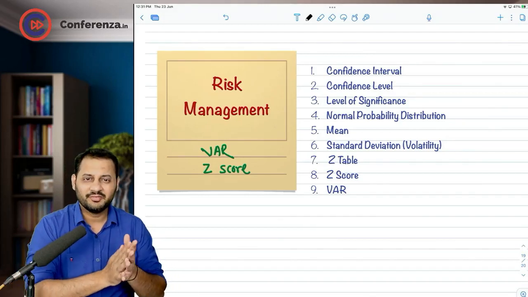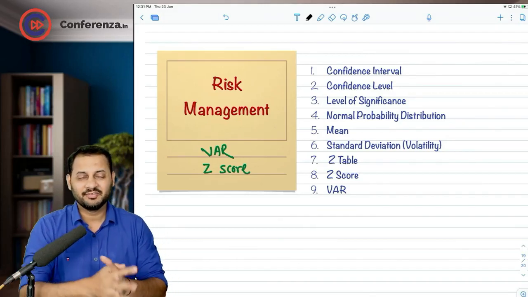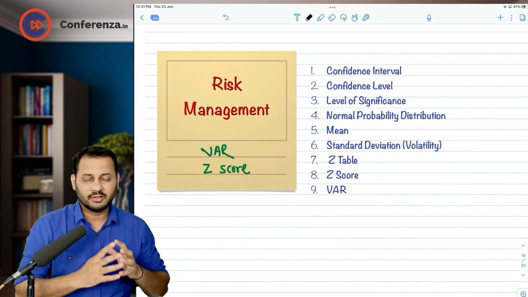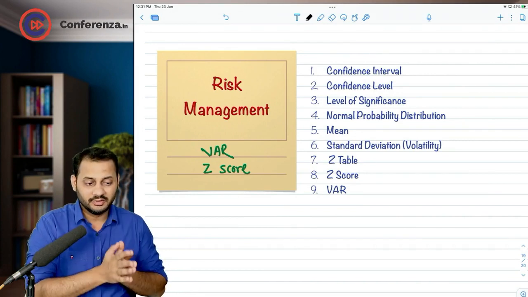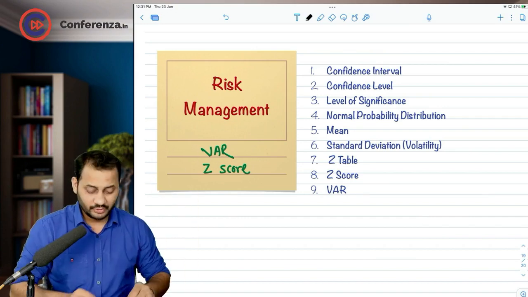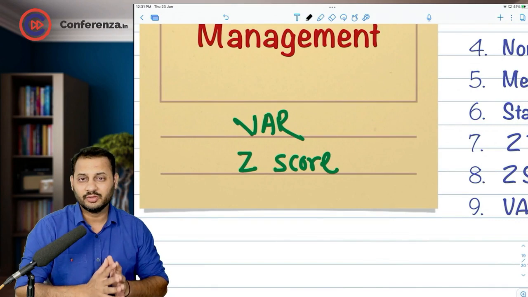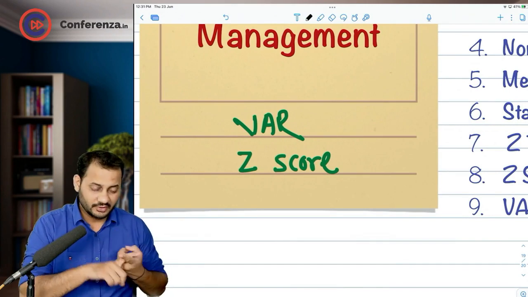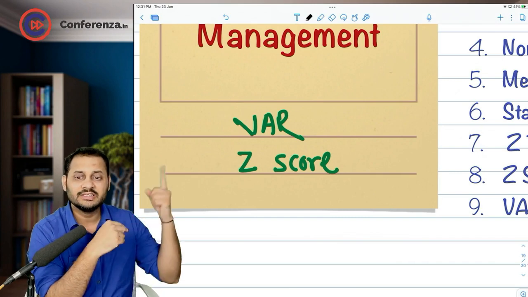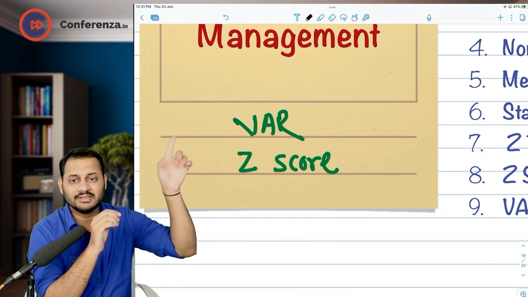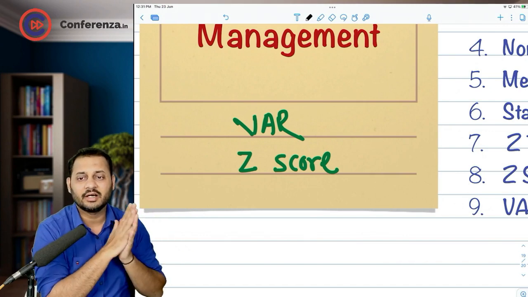So welcome back everyone. This is going to be another lecture where we are going to start with the risk management chapter. In this chapter we are going to learn how to manage risk. Besides that, there are two major concepts that we are going to learn in this chapter, which is VAR and Z-score. So the first one will be Z-score. Based on the Z-score formula, we are going to derive the formula for VAR. And VAR is the major concept in this entire lecture.